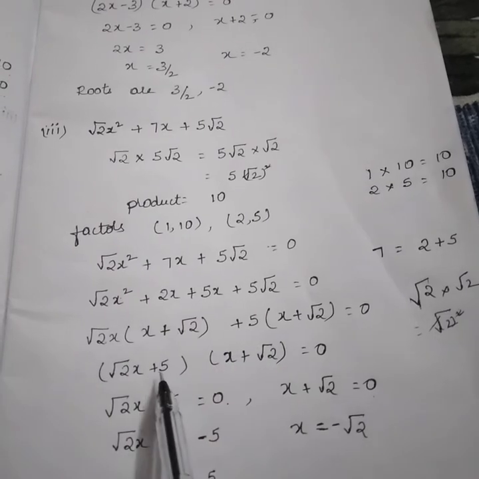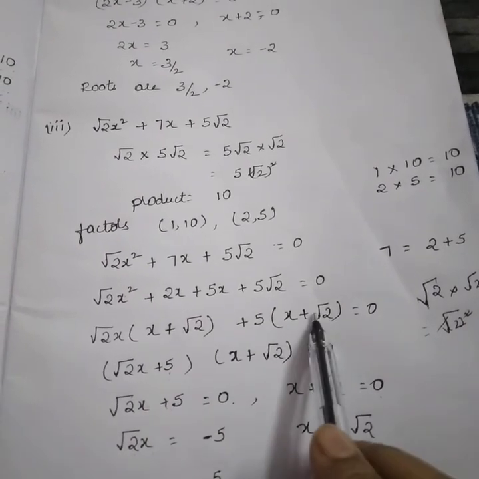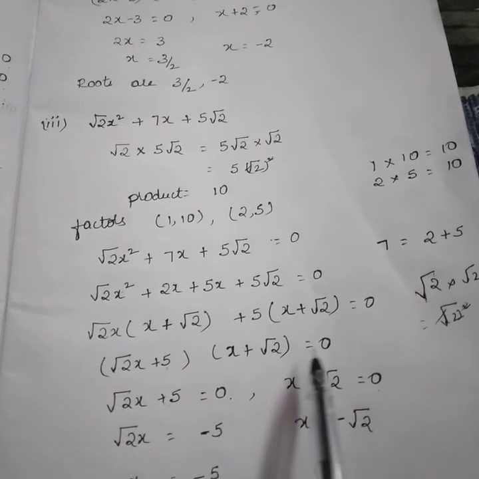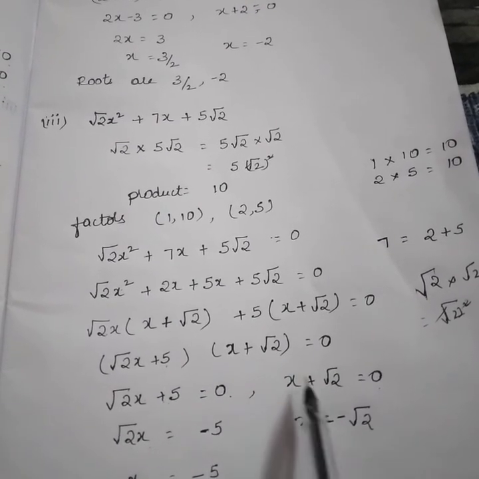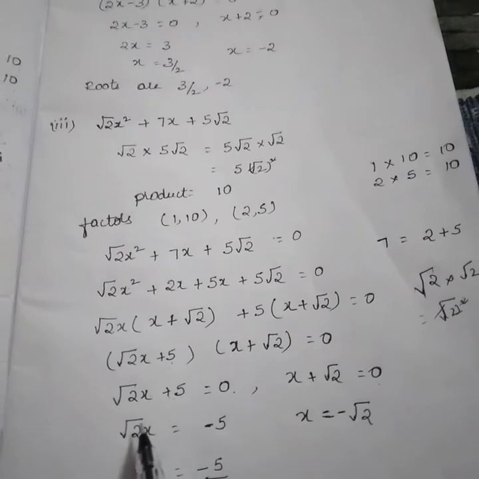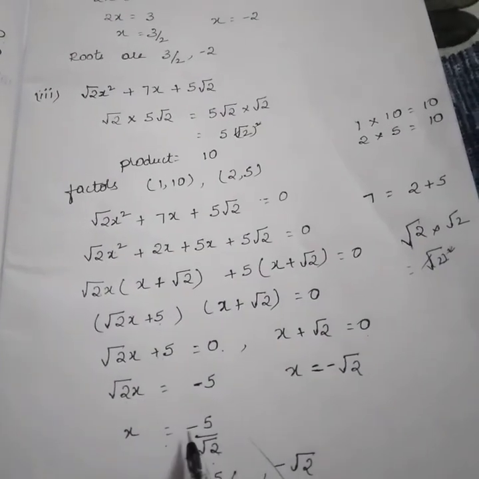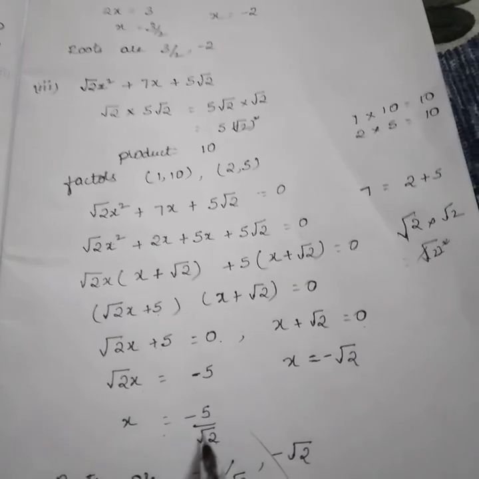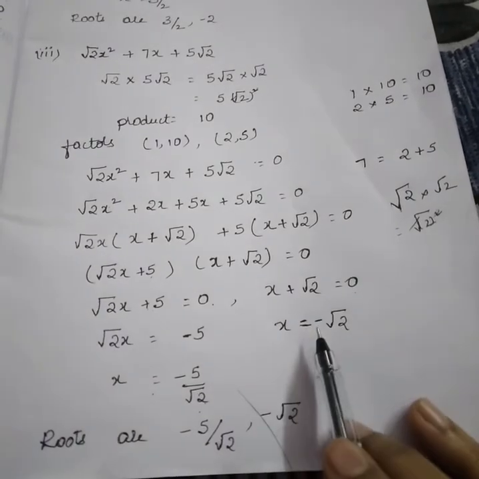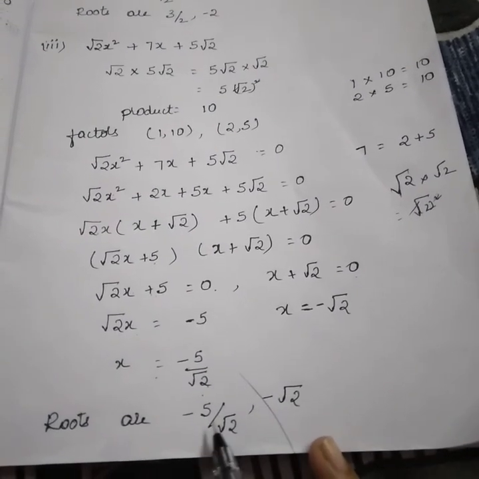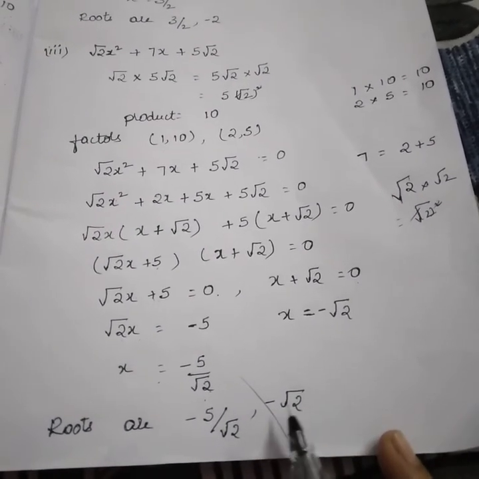Root 2x plus 5 into x plus root 2 is equals to 0. Root 2x plus 5 is equals to 0, comma x plus root 2 is equals to 0. Root 2x is equals to minus 5. x is equals to minus 5 by root 2. x is equals to minus root 2. Here roots are minus 5 by root 2, comma minus root 2.